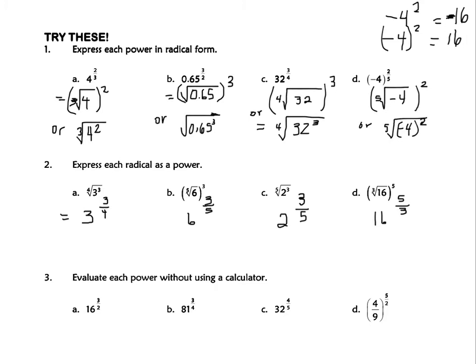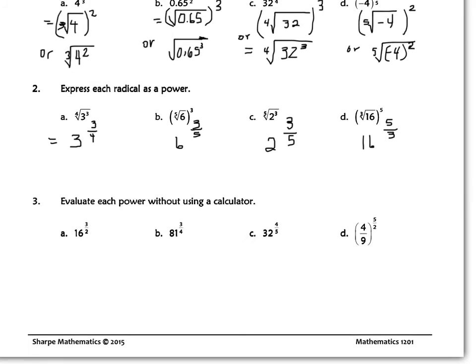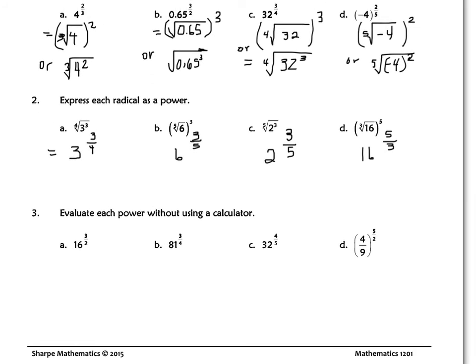Question number 3 asks you to evaluate each of these without using a calculator. So the first one there, and again, when we're doing mental math, trying not to use our calculators, it is easier to do the root part first. So I'm going to square root the 16, then take my answer and cube that. So that would be 4 cubed, which would be 64. The next one, we take the fourth root of 81 and then cube our answer.